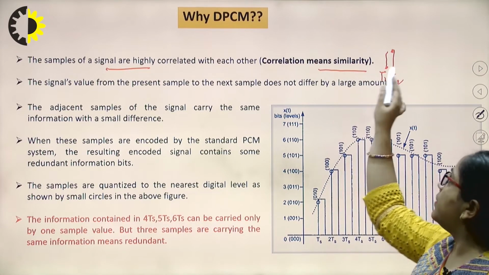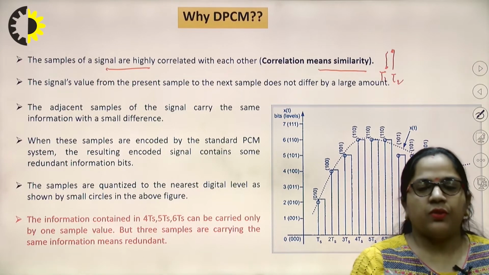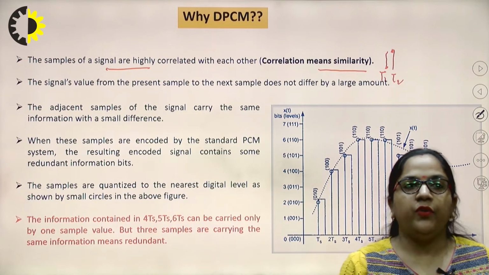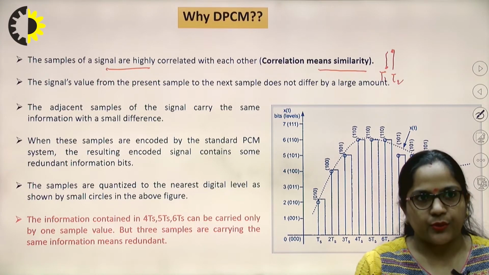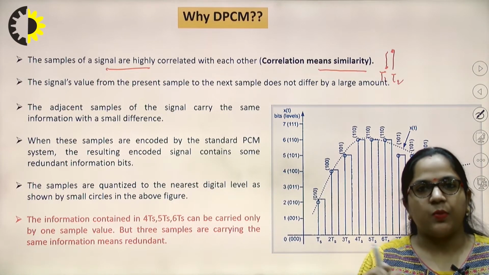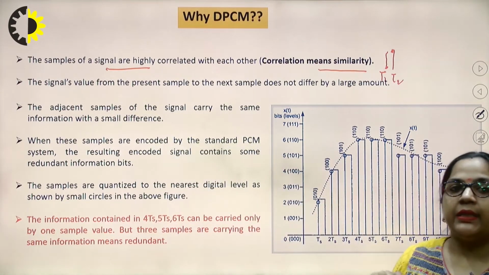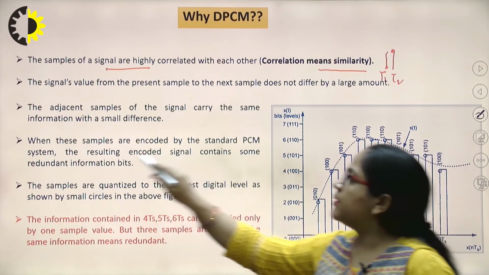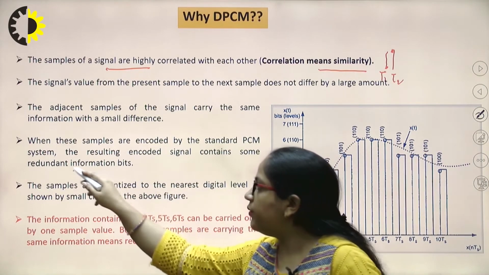Correlated means they are very similar to each other. That means they may contain a similar amount of information. So how will this help us in reducing the bandwidth? The signal's value from the present sample to the next sample does not differ by a large amount. So the adjacent samples of the signal carry the same information with a very small difference.